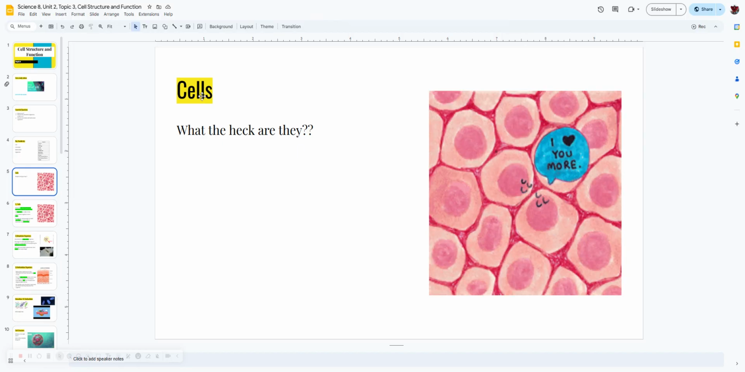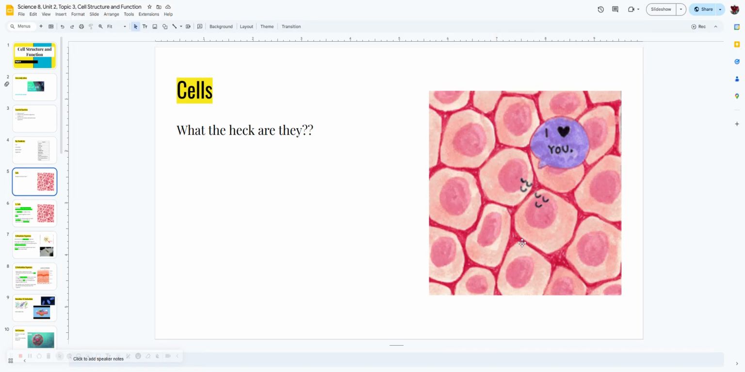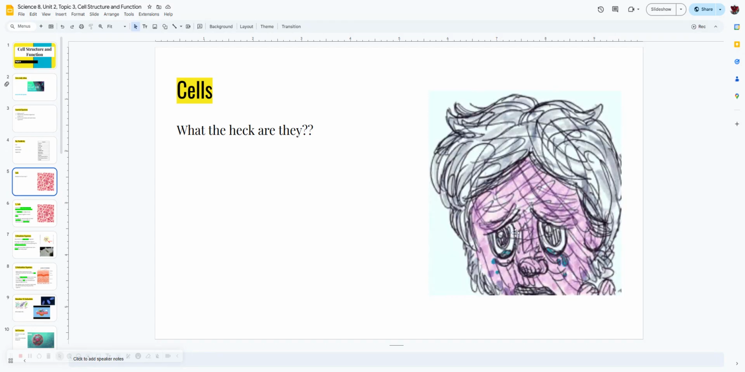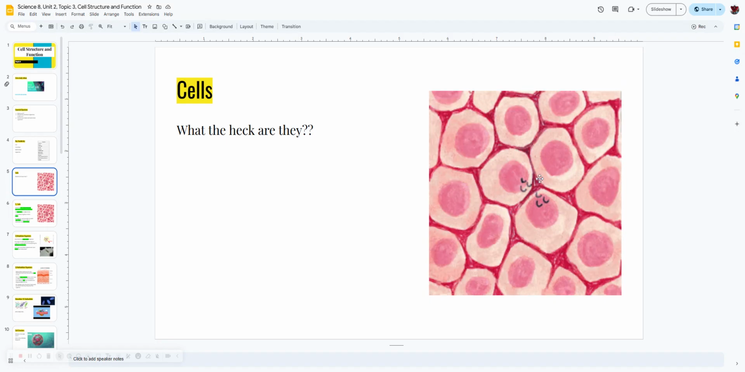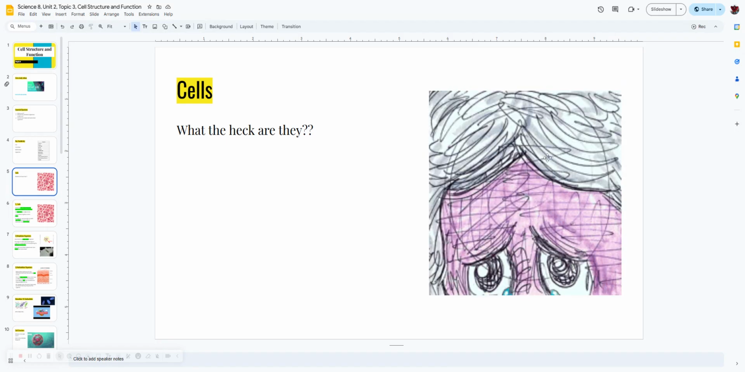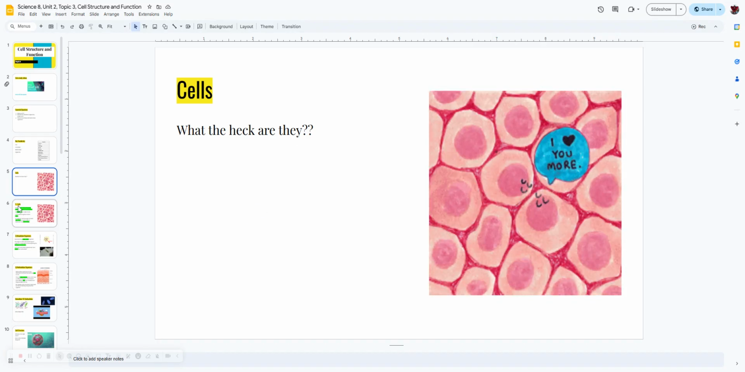Moving on. Cells, so what the heck are they? Okay, well, we can see in this little GIF here right now, it's zoomed in, we're microscopic, and as we zoom out, we can see that these are actually skin cells that make up the skin organ on this individual, and unfortunately for him, he's looking a little lonely.